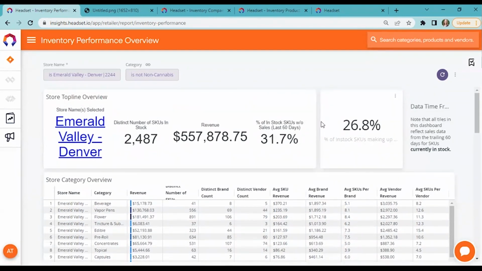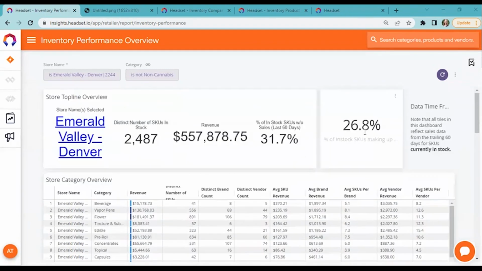If one of your goals is to optimize your shelf space and make sure that you have a product assortment that resonates better with your customers, this would be a number to start tracking. And hopefully this percentage reduces over time the better assortment that you bring into your store. So that's a benchmark that we can call out.